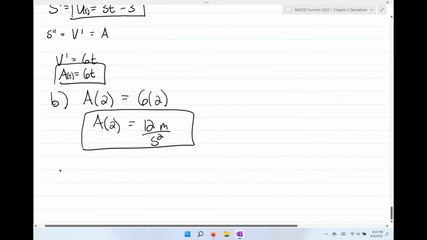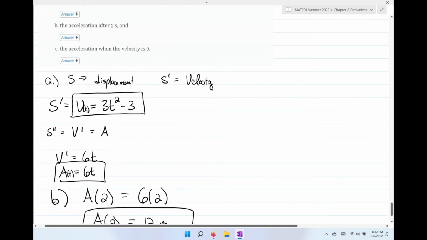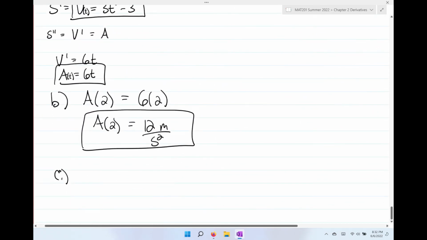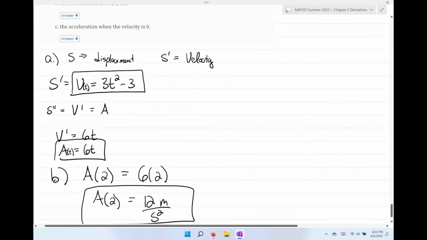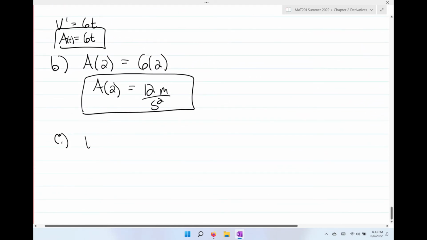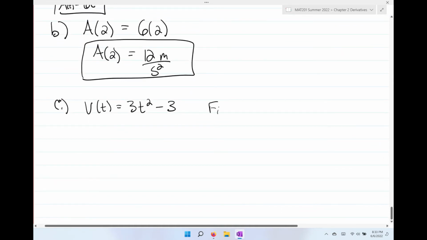Part C, I forget what part C was. Part C is the acceleration when the velocity is equal to 0. So this problem is a two-parter. First, let's go back and read it. We want the acceleration when the velocity is equal to 0. So the first thing we have to do is take the velocity and find when does the velocity equal 0? Like, what time does that happen?